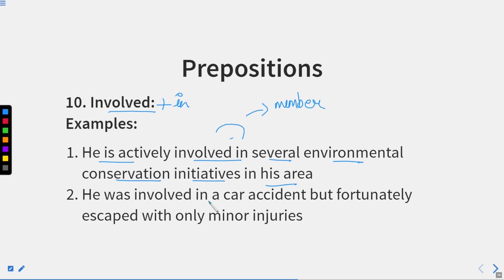Now, he was involved in a car accident. It means he was also a part of that particular accident. So we can also say part. So he was involved in a car accident, but fortunately escaped with only minor injuries. He was saved because he got only minor injuries, though he was also a part of that accident. It means he was also there, the victim of that accident. Now let us move to the next one.